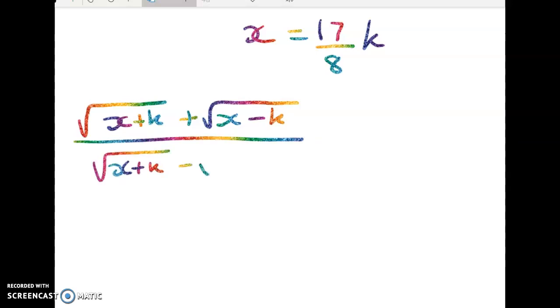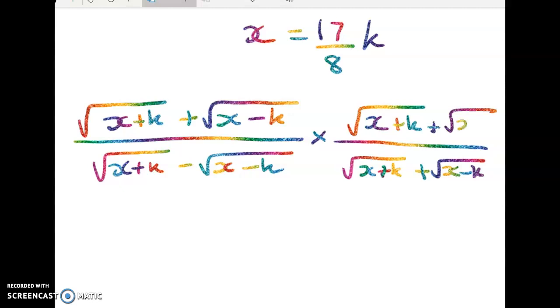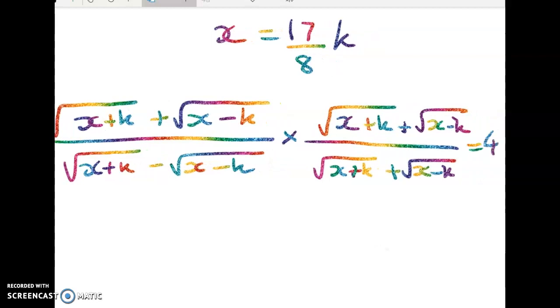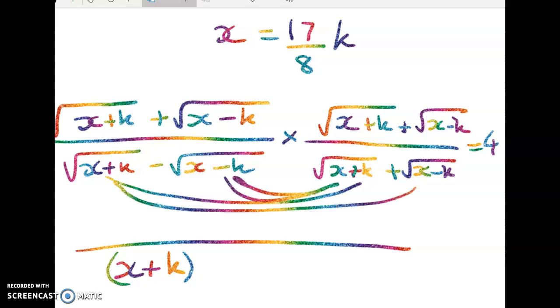So here we've got this, and I'm going to multiply the top and bottom by the conjugate surd. And we've got 4 equals that. Right, so simplifying, here we get x plus k. This is actually really good practice, so I'm just going to keep going. Now this and this will simplify away. That's the whole reason we do this. So we get minus x minus k here.